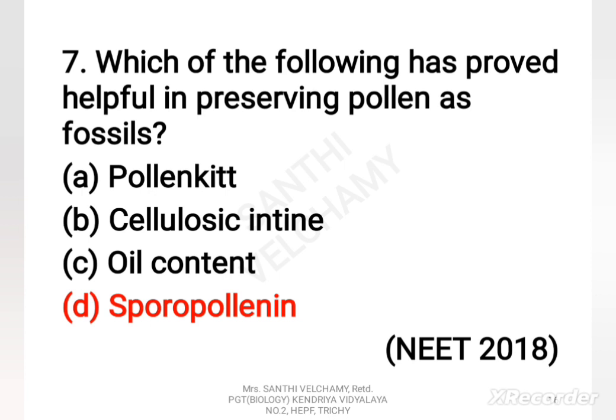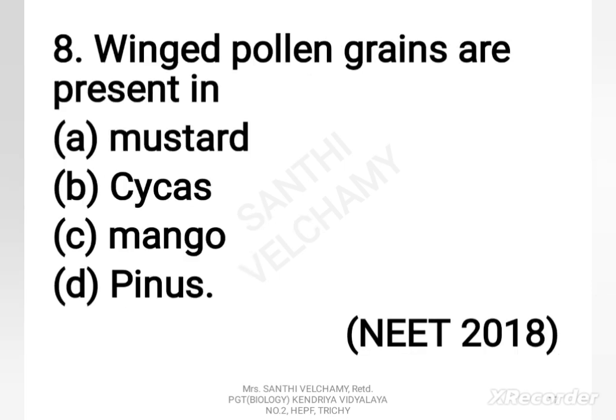Now let us go to the next question. Winged pollen grains are present in A. mustard, B. cycas, C. mango, D. pinus. The correct answer is D, pinus. Each pollen grain of pinus has two wing-like structures which enable it to float in the air as an adaptation for dispersal by wind. So pollen grains of mustard, cycas and mango are not winged.